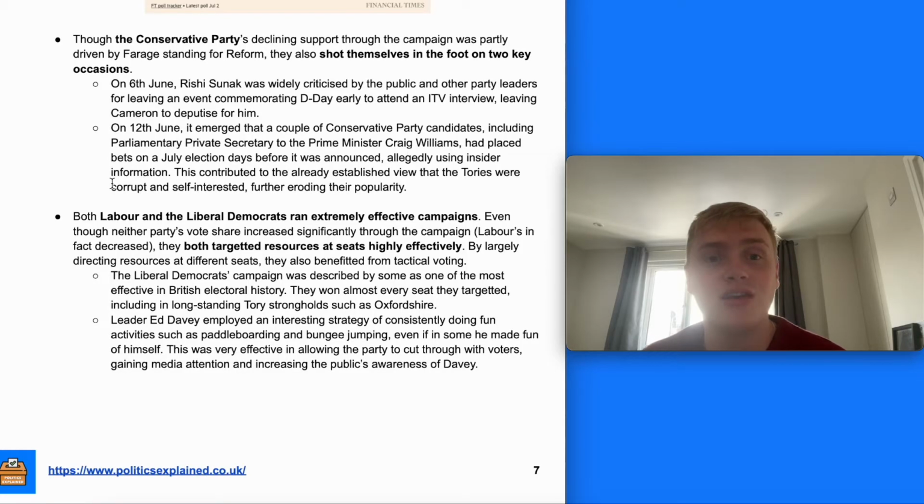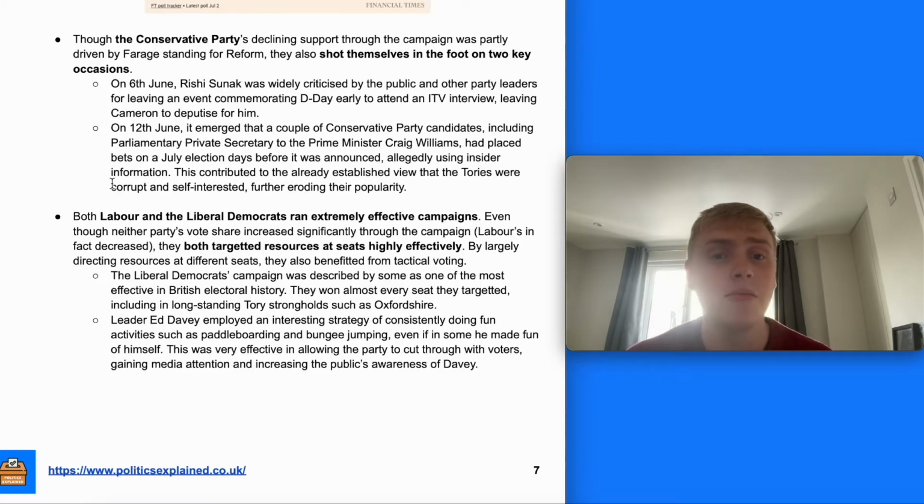The first key one of these was Rishi Sunak being criticised by the public and other party leaders for leaving an event commemorating D-Day early to attend an ITV interview, leaving Cameron to deputise for him. I think still no one really knows why he did it. It was politically an incredibly stupid thing to do, and was met with a lot of outrage by the public, especially right-wing voters, many of whom, as a result, may have been convinced to vote Reform instead.